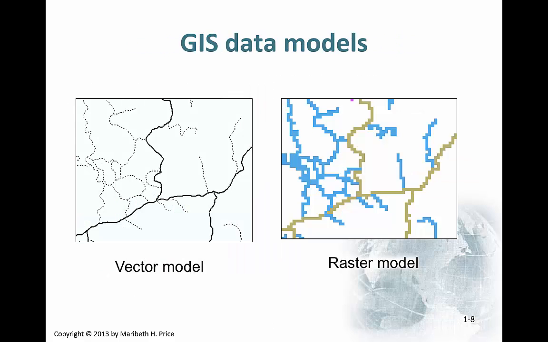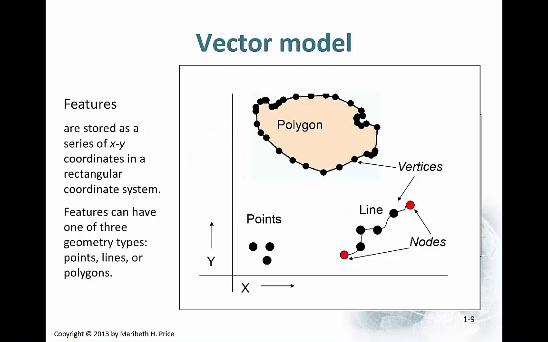There are two GIS data models, vector and raster data. The GIS software we use is capable of displaying and analyzing both data models. The bulk of GIS data that we use is vector model. Vector data is composed of points, lines, and polygons.